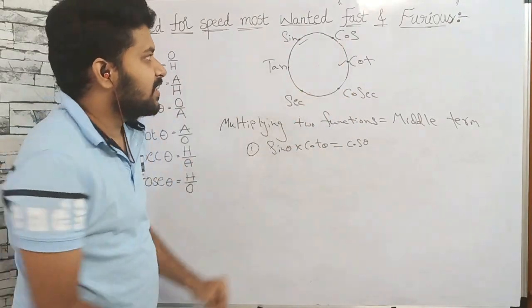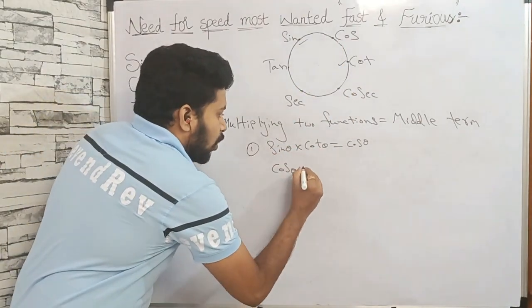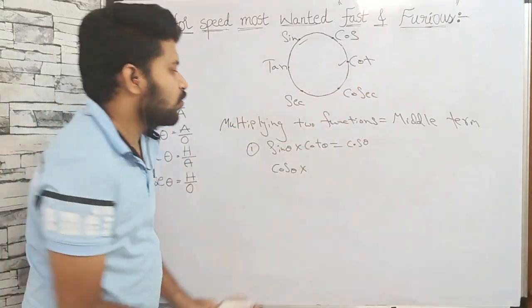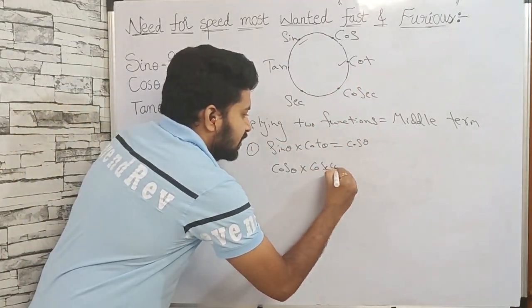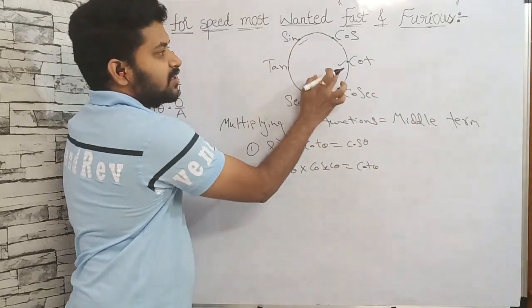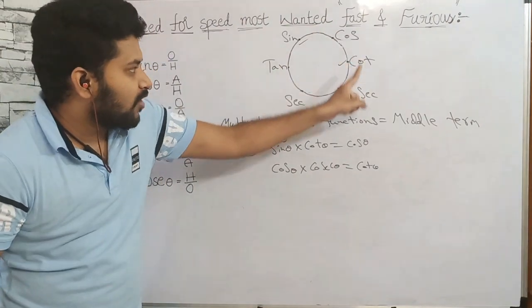My target is cos theta, and I leave the next term. After that we have cot, just leave that and go to cosecant theta. The middle term of them is cot. Just remember these two things, and it will be applicable for all terms.